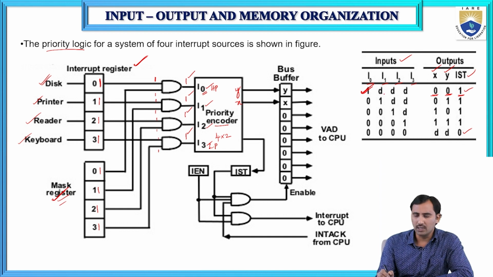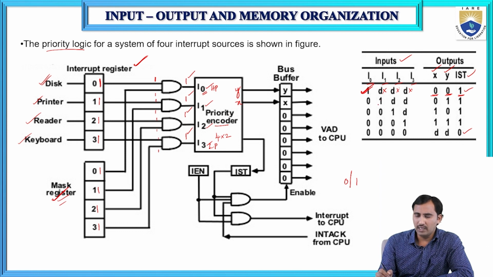So D represents don't care. That means it could be either 0 or 1. So even if all of I1, I2, I3 are ones, it doesn't matter. Only I0 will be considered because I0 has the highest priority. Okay. So in this way, all the corresponding codes will be generated.